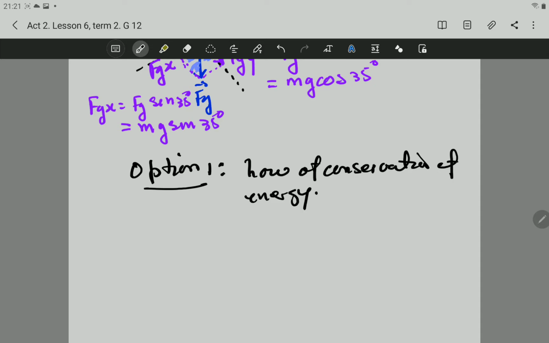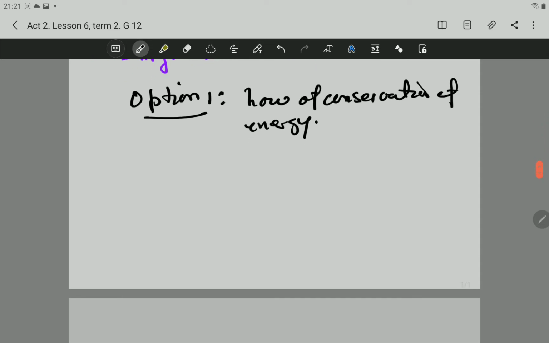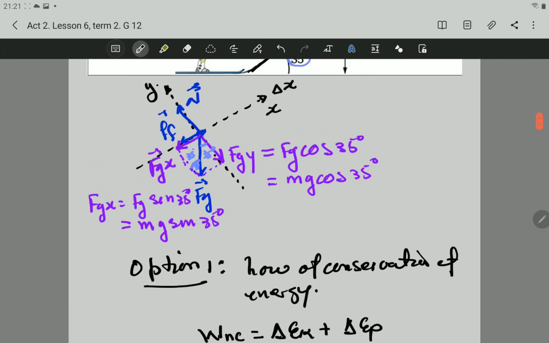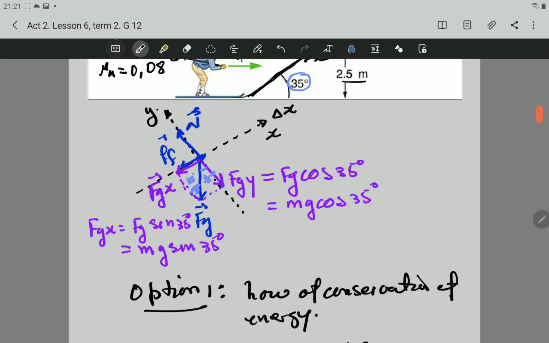Now, the law of conservation of energy, the formula will be as follows. The work done by the non-conservative forces is equal to the change in kinetic energy plus the change in potential energy. All right, work done by the non-conservative forces. Now if we go here to the free body diagram, the non-conservative forces are the friction and the normal.